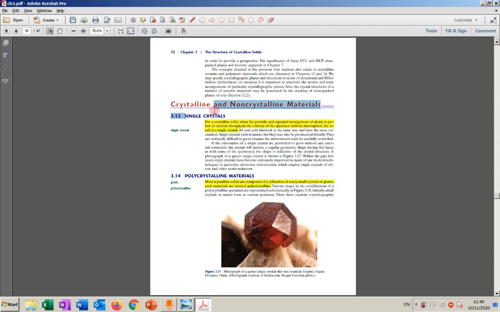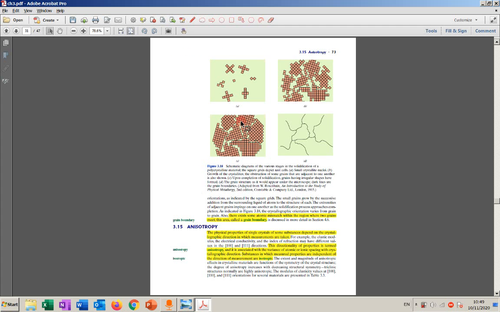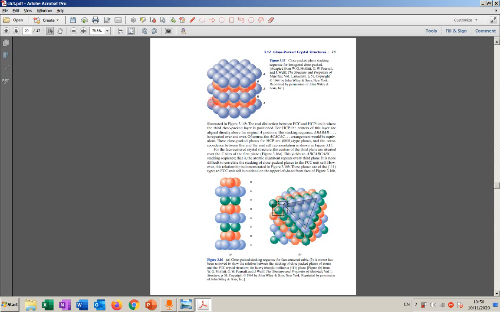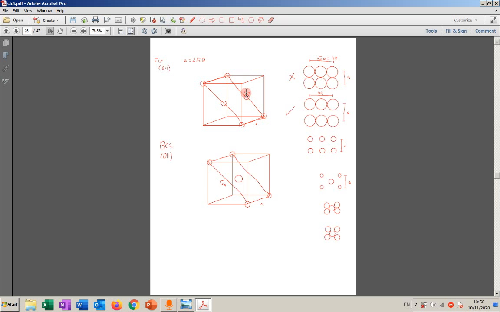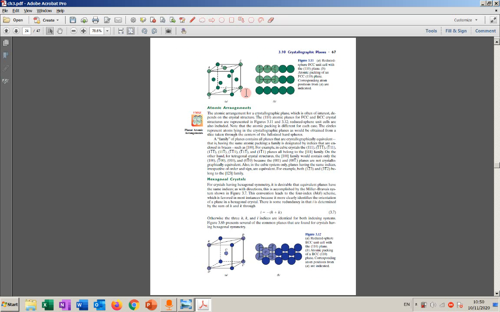We explained single crystal. This is an example of a single crystal that happens in nature. We explained polycrystalline. We said many metals come as polycrystalline. We will explain these grains in detail in chapter 4. Anisotropy, we explained the direction. We said that direction gives us anisotropy, meaning different directions give us different material properties.